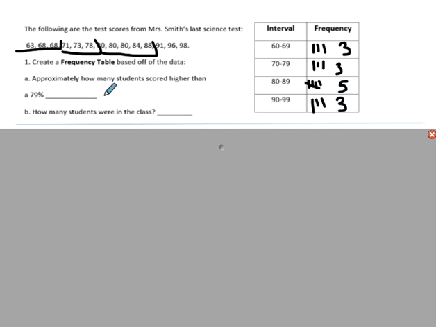So then you can answer the questions based off of the frequency table. Approximately how many students scored higher than a 79%? So higher than a 79 does not mean equal to, okay? So that would be everyone that's 80 and above. So that's only 5 people for this group and 3 people for this group, so that would be 8 people. Okay, and then if you were asked how many students were in the class, you're just going to add up the number of numbers, right? So there were 1, 2, 3, 4, 5, 6, 7, 8, 9, 10, 11, 12, 13, 14 kids in the class.